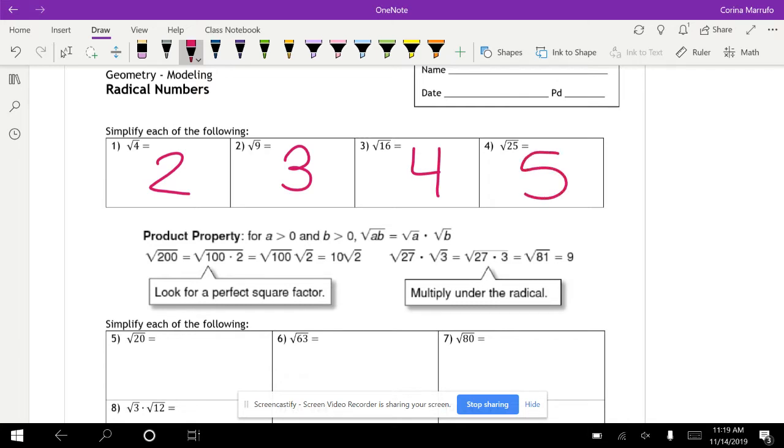So we have the product property, which means that, for example, when you have the square root of 200, of course, you can't take the square root of 200 and get a whole number. So you can split it up into two different numbers. So they split it up as 100 times 2, and then they split up the square root. So the square root of 100 times the square root of 2.